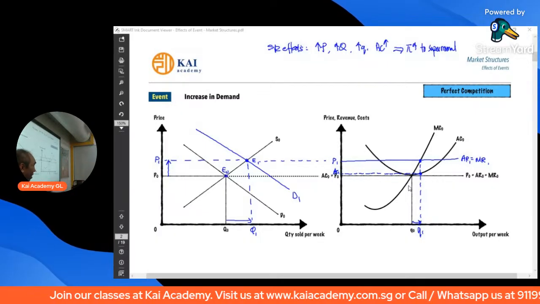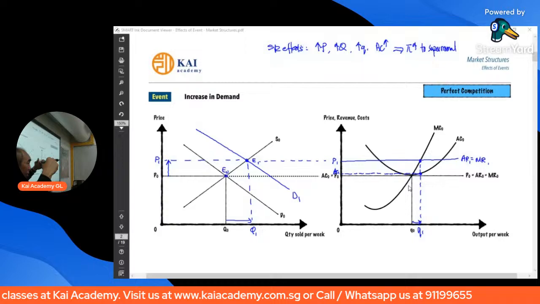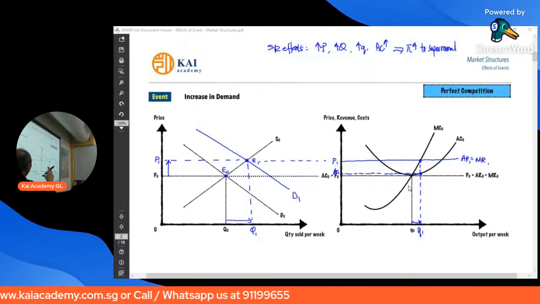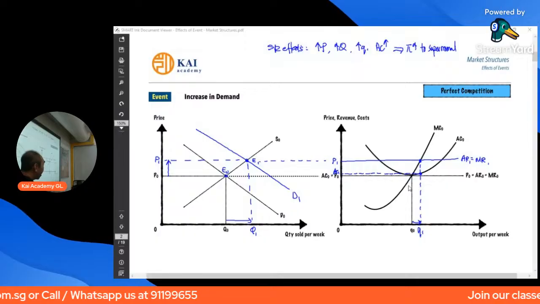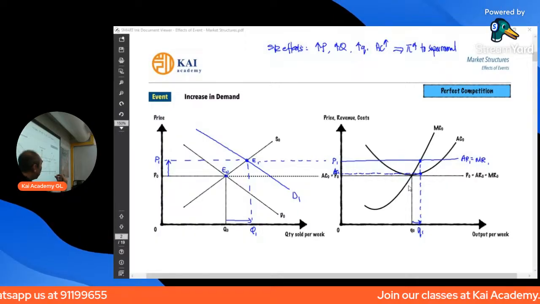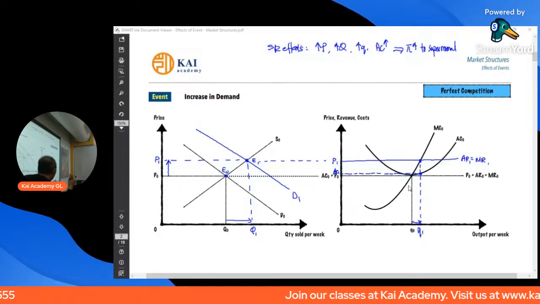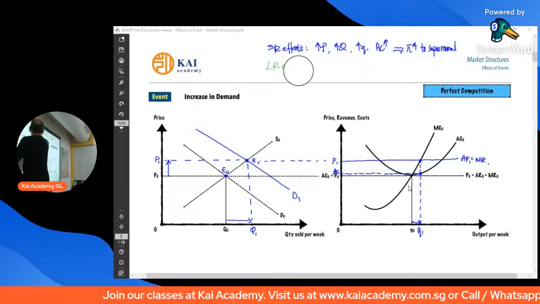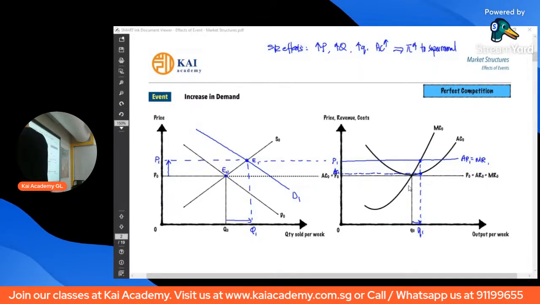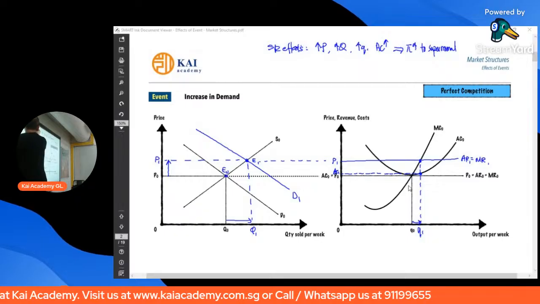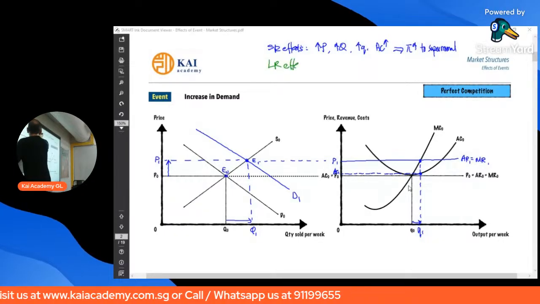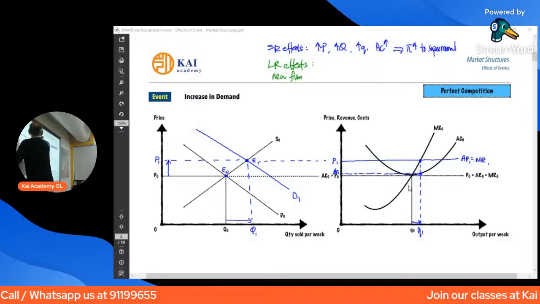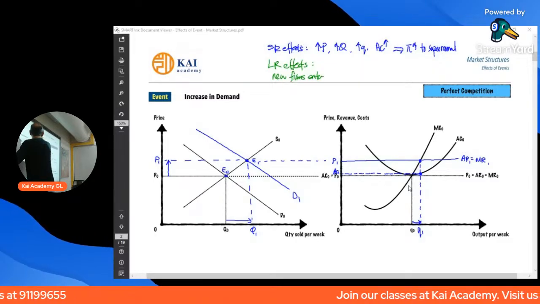But then in the long run, under PC, all the entry barriers will disappear. With the disappearance of long run entry barriers, new firms will now enter the industry. Sorry, let me change my ink to a thicker ink. The long run effects now will be that new firms enter the industry.